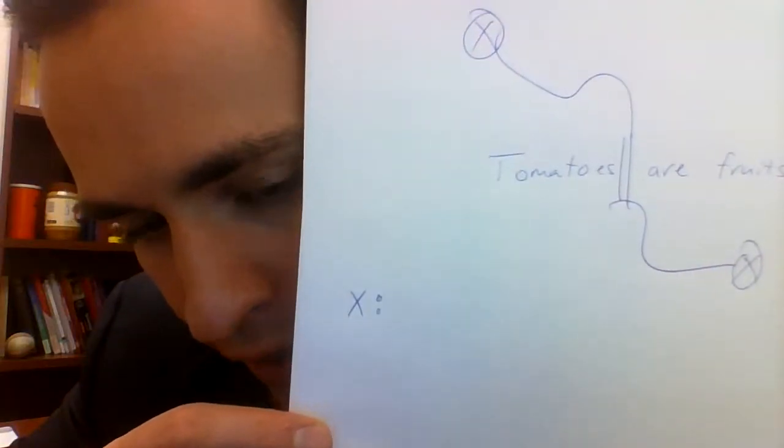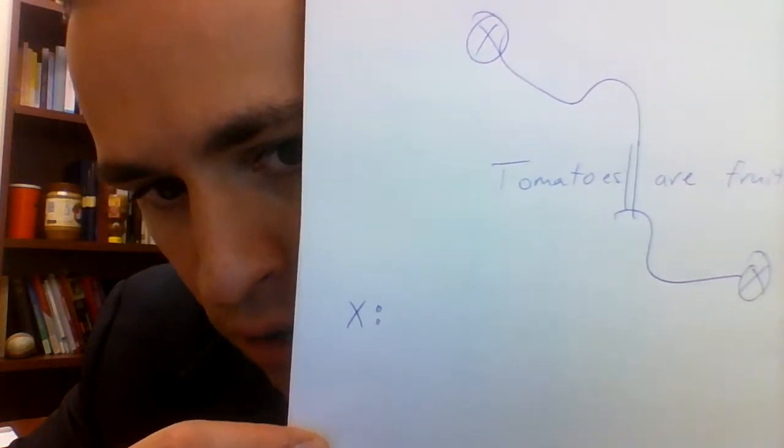Okay. Third step is to write an X with a colon next to it in the corner of your page. Okay. And now X marks the spot for Winnie the Pooh. Think. So we have to think. Why should we believe that tomatoes are fruits?